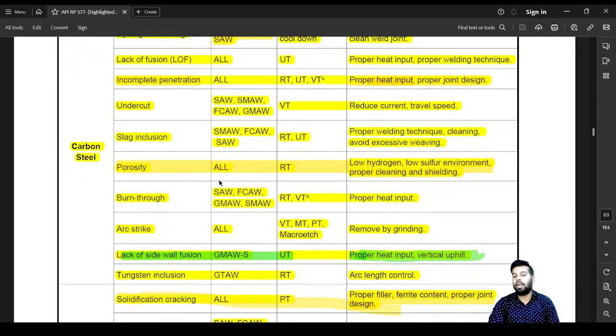Porosity: all welds would have porosity, or at least all welds are subjected to porosity. RT is going to be the better option. Generally use a low hydrogen, low sulfur environment, proper cleaning method and proper shielding also. Burn through: SAW, that is submerged arc welding, flux core arc welding, GMAW and SMAW. VT and RT is going to be the better option, and improper heat input is going to be the culprit for this.